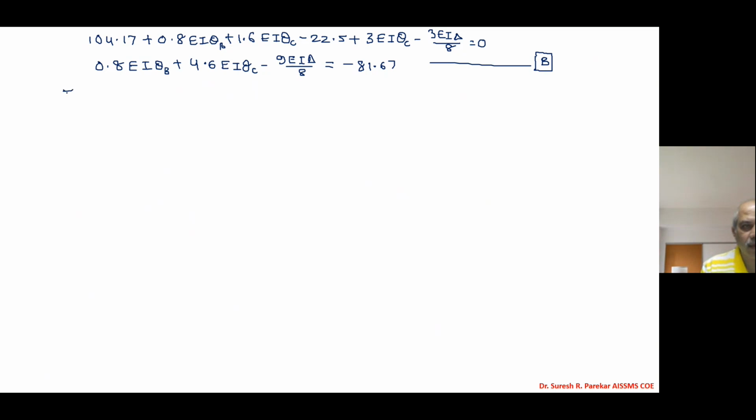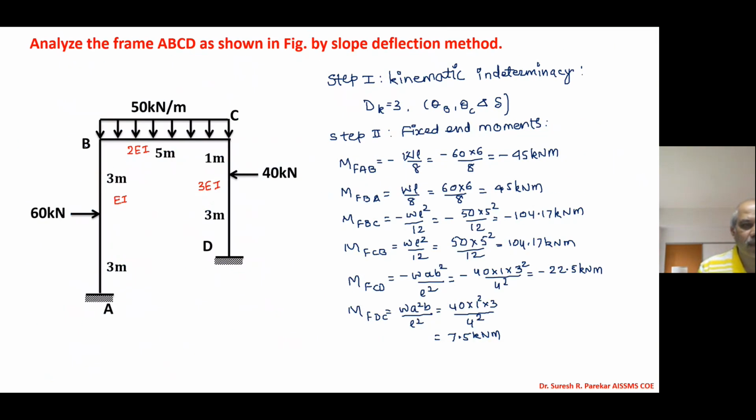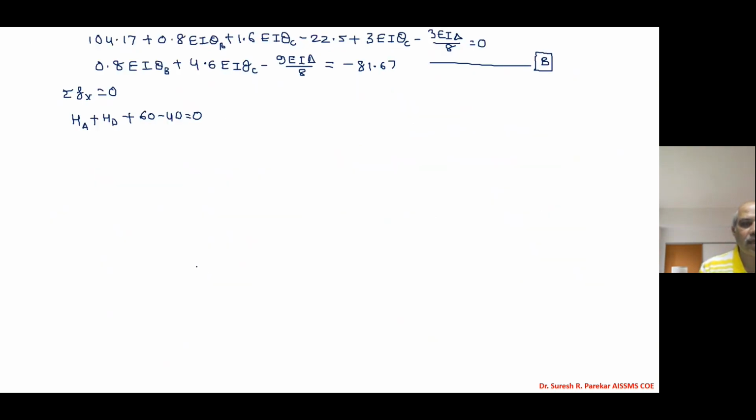And then the third equation we have is summation Fx equal to 0. So we have HA plus HD plus 60 minus 40 equal to 0. We have taken this as HA. We are always considering towards positive. So HA, then 60 plus 40 minus, and HD also we are considering towards positive, so plus. And then we get from this HA plus HD equal to minus 20.